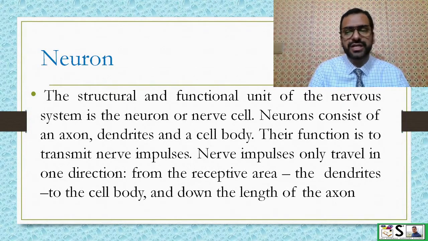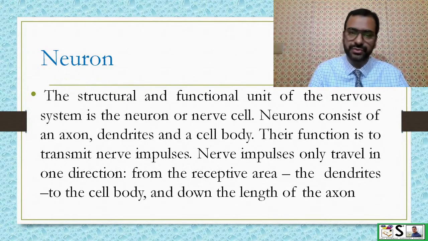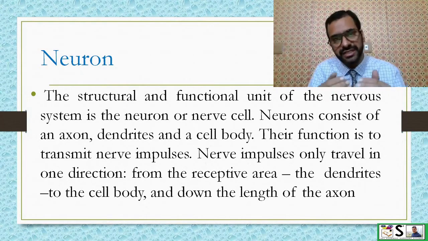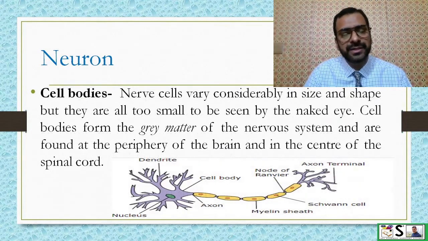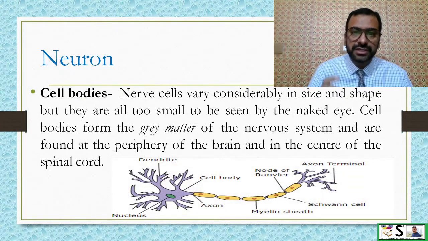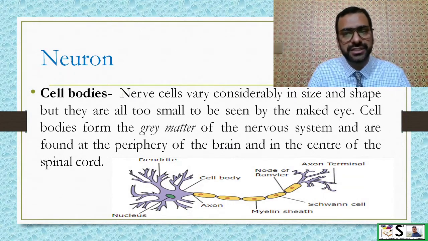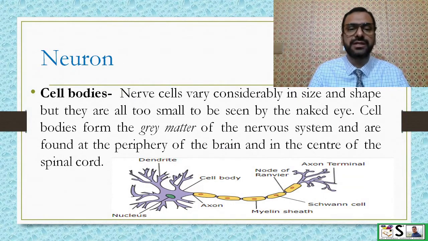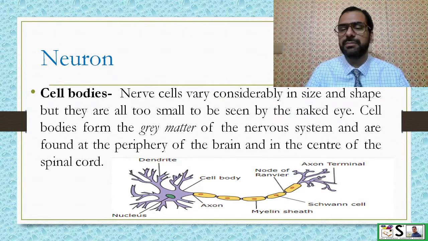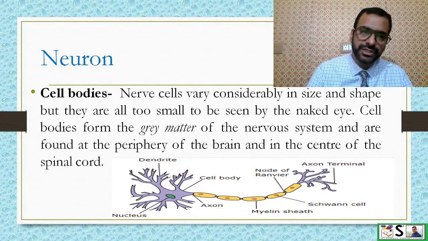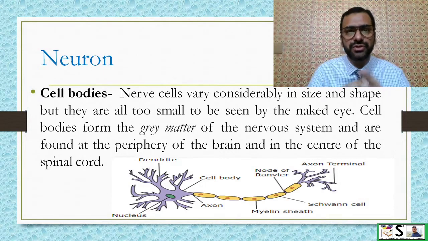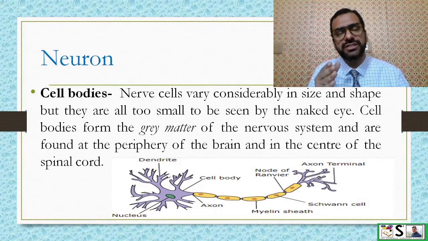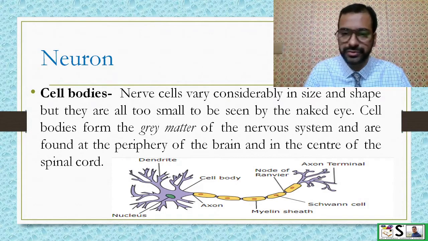A nerve impulse only travels in one direction in the neuron, from the receptive area in the dendrites, then to the cell body and then to the axon. Cell body. Nerve cells vary considerably in size and shape, but they are too small to be seen by the naked eye. Cell bodies form the gray matter of the nervous system and are found in the periphery of the brain and the center of the spinal cord.